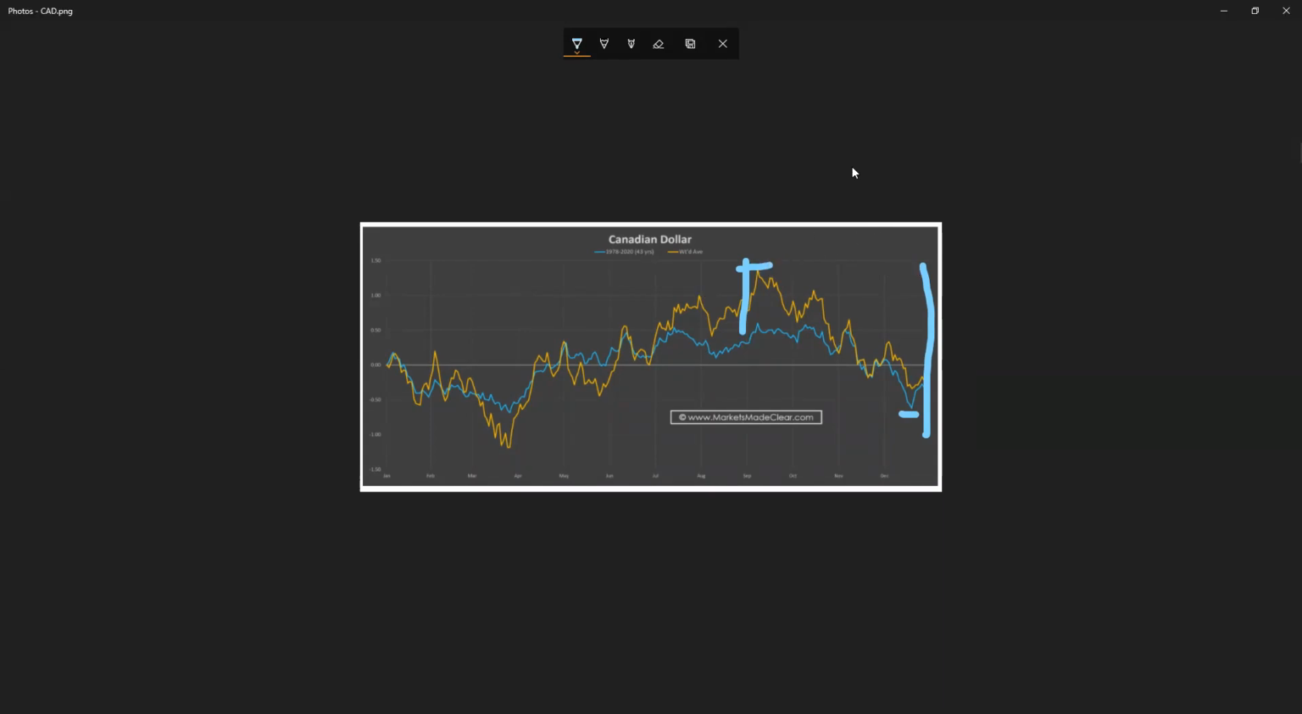So if you're going long on USD CAD, that means you need to look for a short Canadian dollar seasonal tendency. Why? Because the USD is obviously the main currency in the pair, and the Canadian dollar is attached to it as the secondary. So if the Canadian dollar is losing strength, that means USD CAD is going to go long.